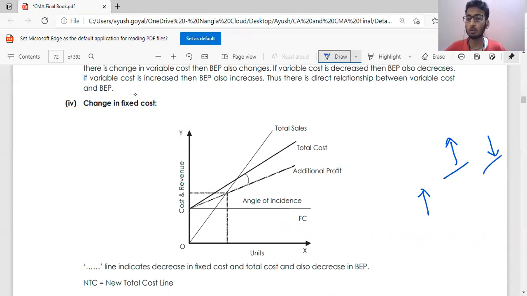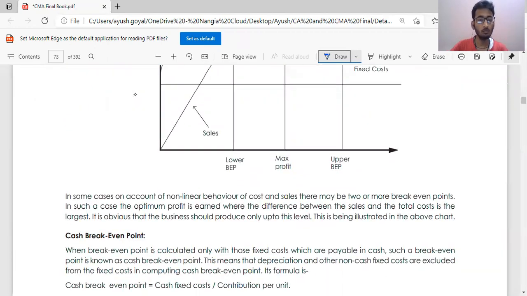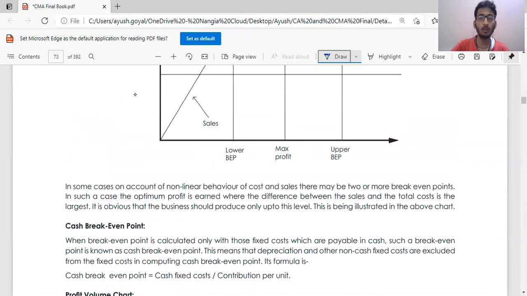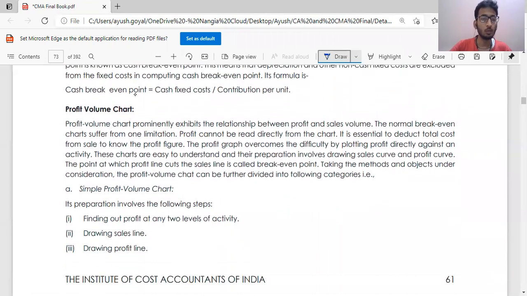Okay. So if fixed cost goes up, you need to sell more, or the break-even point will go up. And if fixed cost comes down, you need to sell less, so the break-even point will come down. So this is the thing. Okay. The cash break-even point, what is this? Basically, we consider only cash things, only cash fixed cost and all those things. So PV ratio, profit volume chart, it's nothing we have not just done.